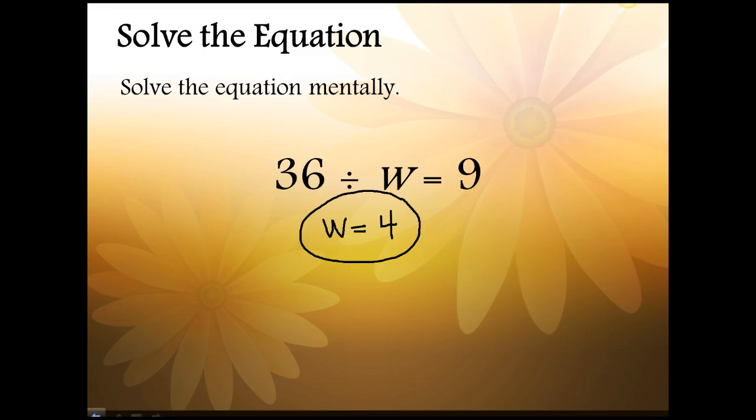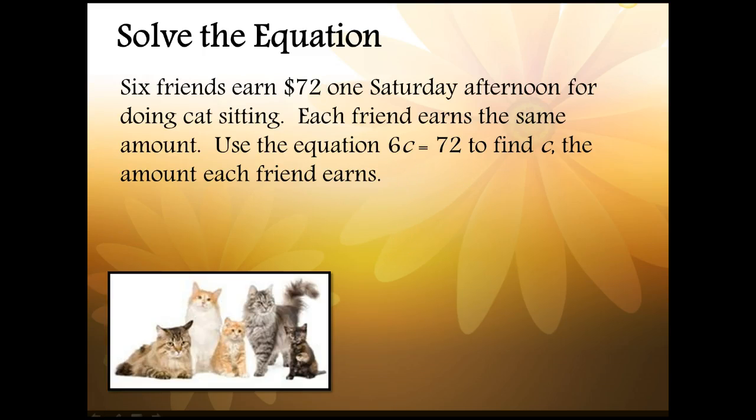6 friends earned $72 one Saturday afternoon for doing cat sitting. Each friend earns the same amount. Use the equation 6c equals 72 to find c, the amount each friend earns. Since we're already given the equation, all we need to do is find the value for c that makes this true. If you know your math facts, you know that 6 times 12 equals 72. You also could divide 72 by 6 to get 12. Each friend earned $12 for cat sitting.